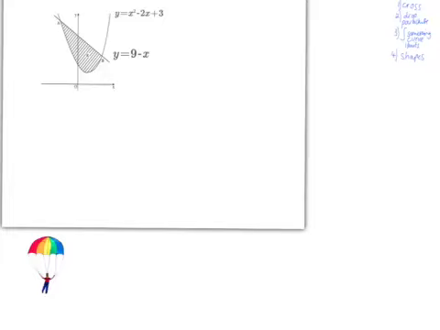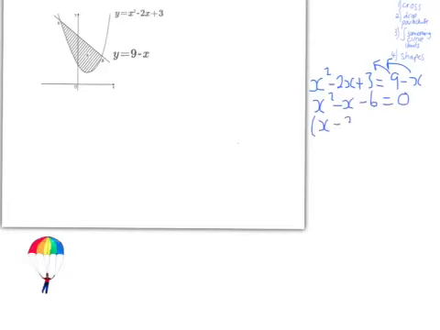Okay, so let's start. The first thing we're going to do is find out where they cross. That's just simultaneous equations. x squared minus 2x plus 3 equals 9 minus x. Let's move everything over, and it becomes x squared minus x minus 6 equals 0. And therefore we're getting (x minus 3)(x plus 2), and therefore they're crossing at 3 or minus 2. That means that point there and that point there. That's the first bit, that's the cross.